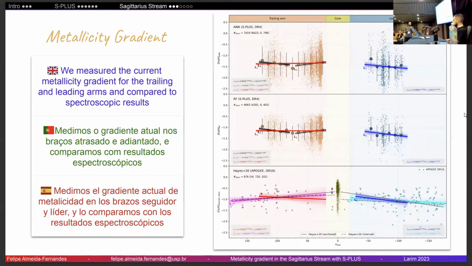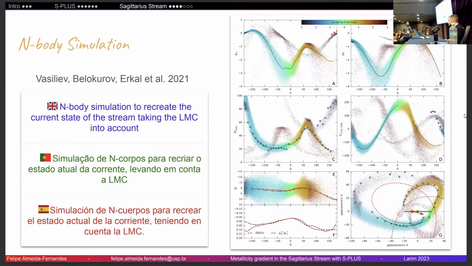And then we also measured the metallicity gradient, or tried to measure, because we see a very small metallicity gradient in the case of the trailing arm. And when we compared to the spectroscopic results here, the gradient was supposed to be bigger. But one thing that we did see is that if we limit the spectroscopic data to the same range of the SPLUS observations, we don't see a gradient, or we even see a negative gradient. But for the leading arm, the gradient is consistent with what we observe with the spectroscopy. And we have more stars with the photometry.